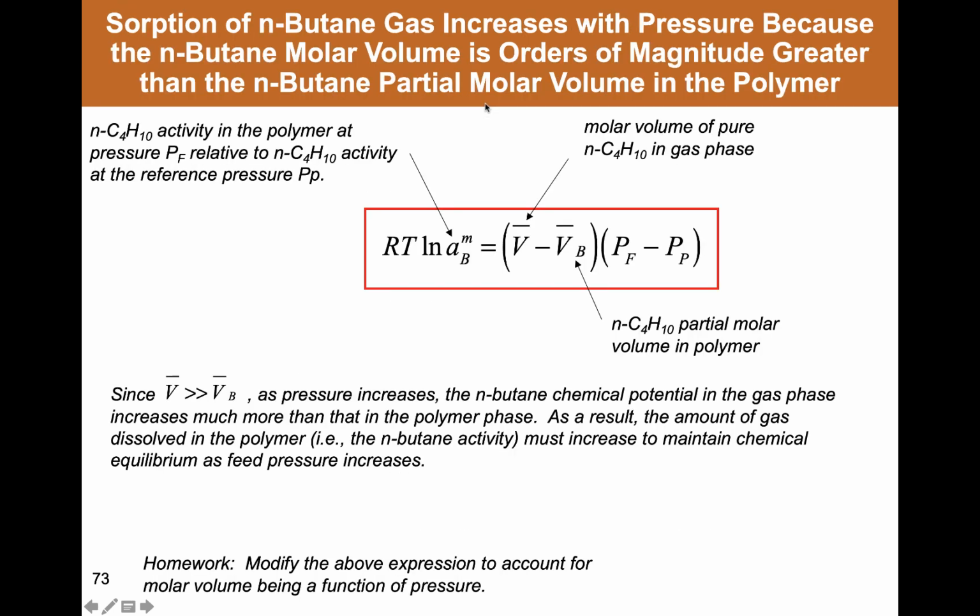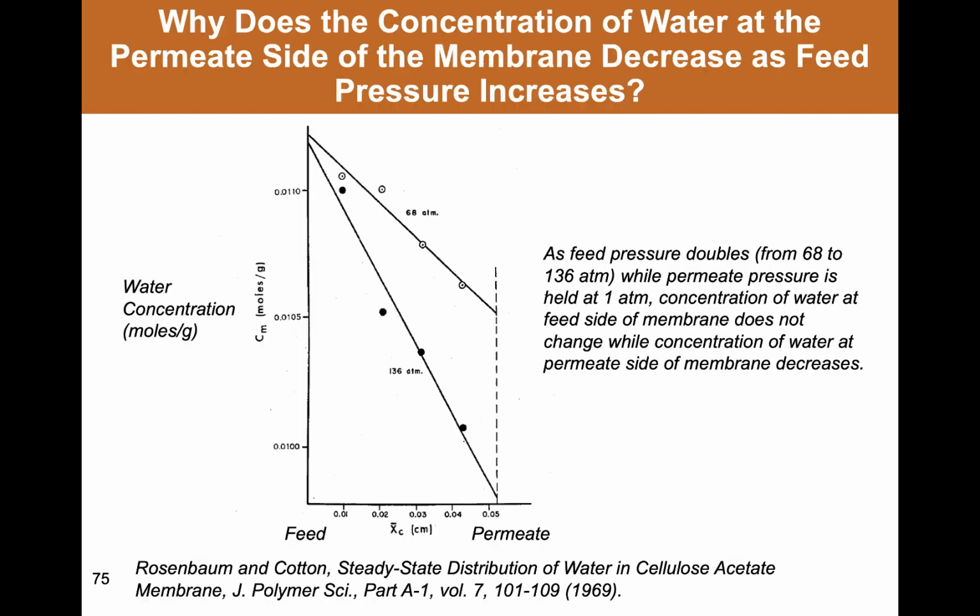law. And so the reason we see gas sorption increase with increasing pressure, while liquid solubility is essentially independent of pressure in polymers, is due to this difference between molar volume in the gas phase and the molar volume of a penetrant in the liquid phase. Now let's go back to the liquid transport problem.